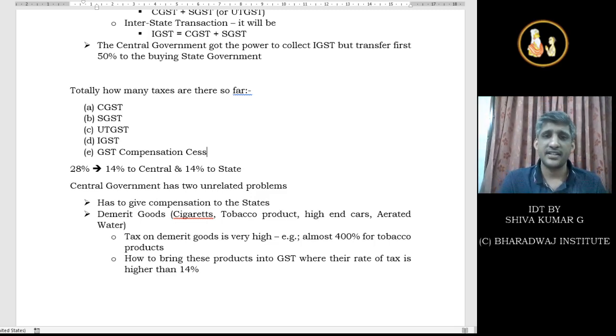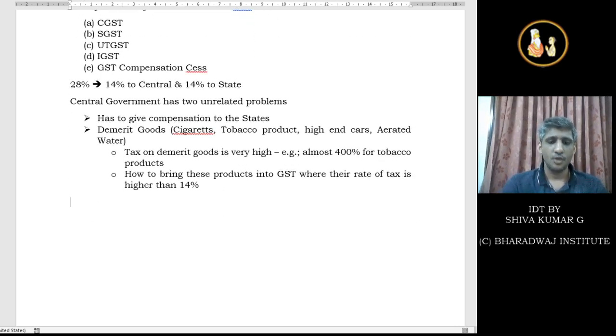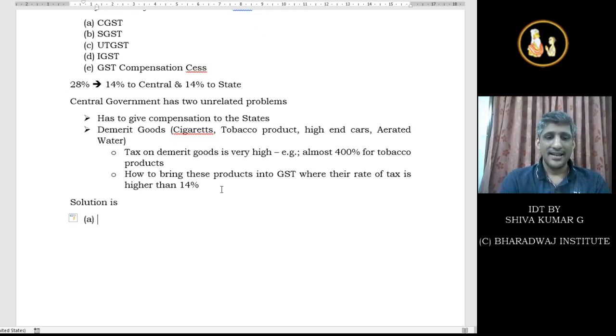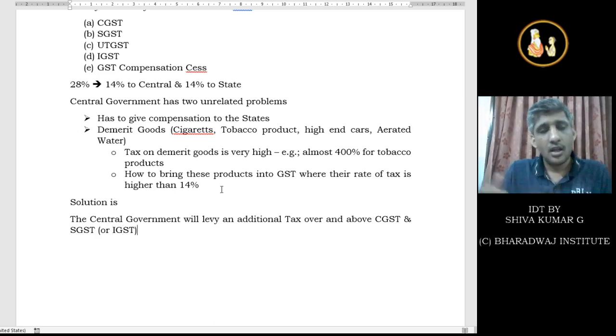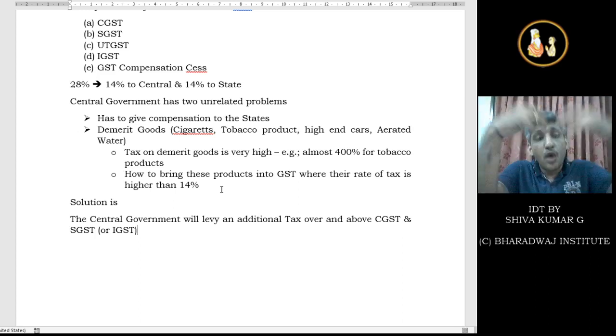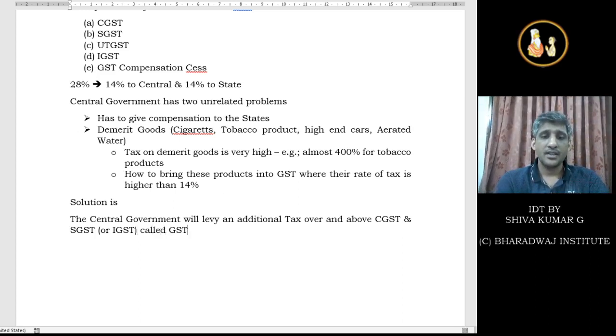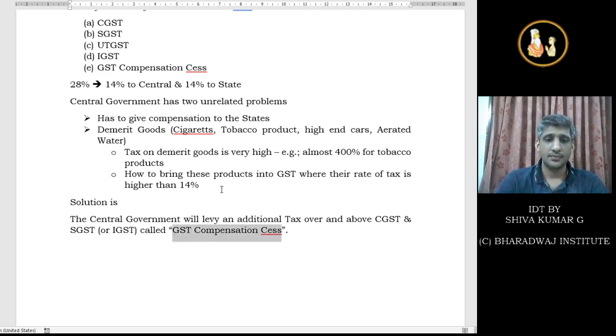Sir, what is this GST compensation cess? What happens? The solution is the central government will levy an additional tax over and above CGST and SGST or IGST. In a local area CGST, SGST; interstate IGST. It will levy additional tax over and above that, called GST compensation cess. What's the name of the tax? GST compensation cess.